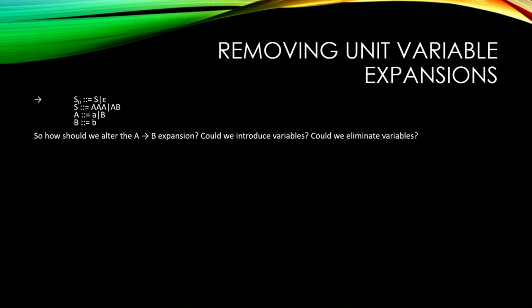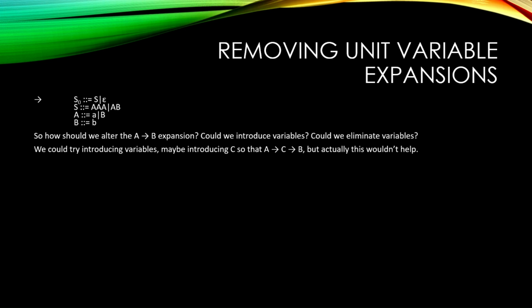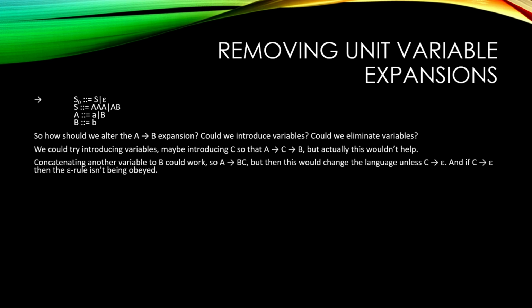How should we alter the A goes to B expansion? Could we introduce variables? Could we eliminate variables? What would happen if we try introducing variables? Maybe introducing C, so A goes to C goes to B, but actually this would cause more unit variable expansions. So actually this wouldn't help. Concatenating another variable to B could work, so A goes to B, C, but in order for this to not change the language, C would need to go to epsilon. So then the epsilon rule wouldn't be obeyed.